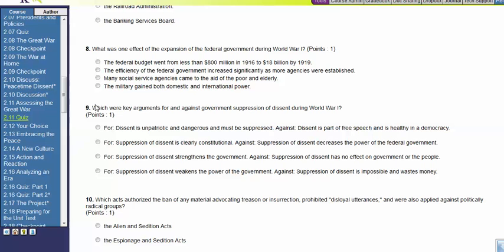Number 8, what was one effect of the expansion of the federal government during World War I? The federal budget went from less than $800 million in 1916 to $18 billion by 1919. The efficiency of the federal government increased significantly as more agencies were established. Many social service agencies came to the aid of the poor and elderly. The military gained both domestic and international power.